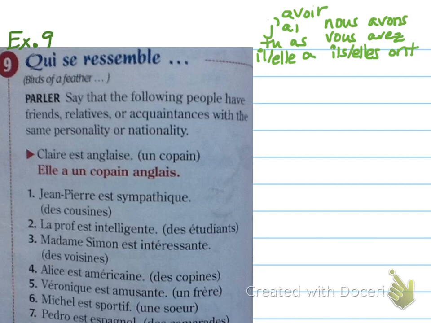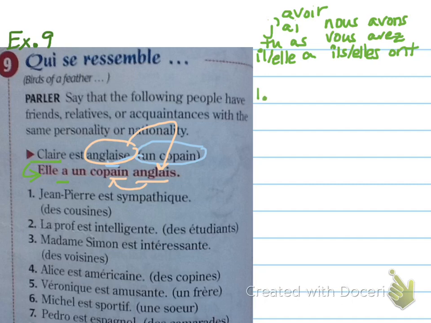And again, remember, Claire becomes elle because it's one person. Here's our verb avoir. And then again, this noun here comes next. And then this adjective here is going to get used again. Now notice, remember though, our adjective has to agree with the noun. So that's why this adjective is spelled differently, because Claire is one girl. So anglaise has to end in an E for her. But now we're talking about a male friend, so anglais is just the masculine singular form.